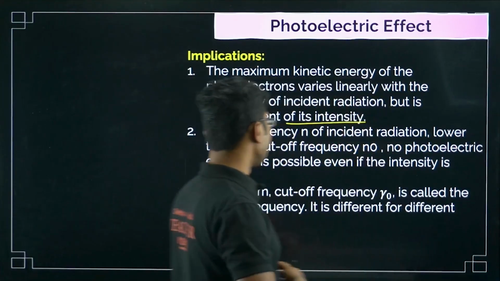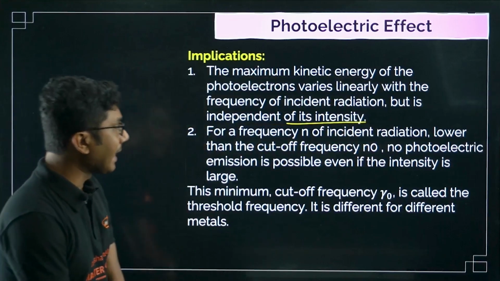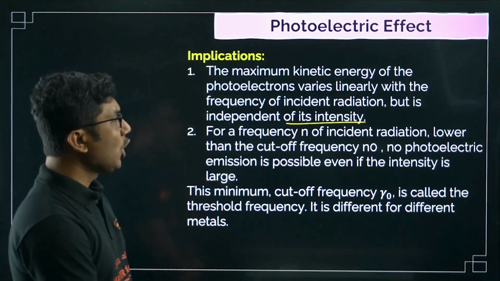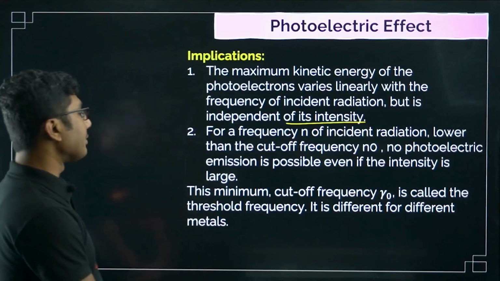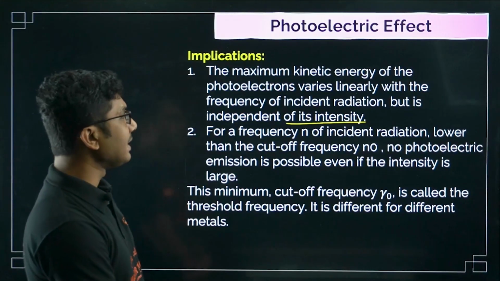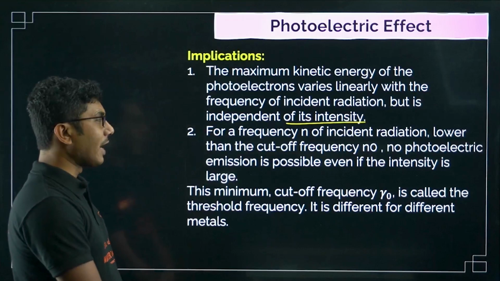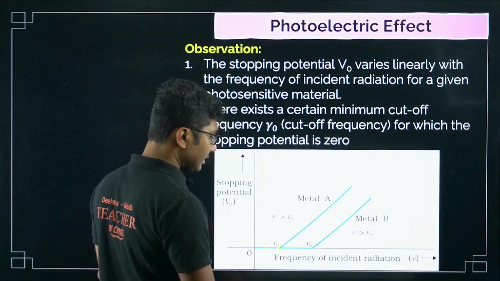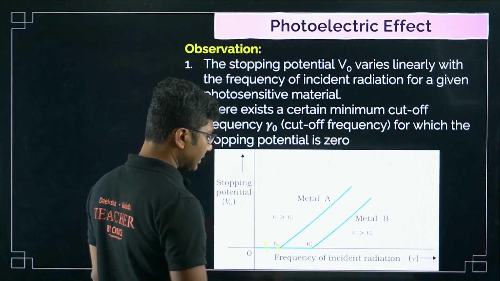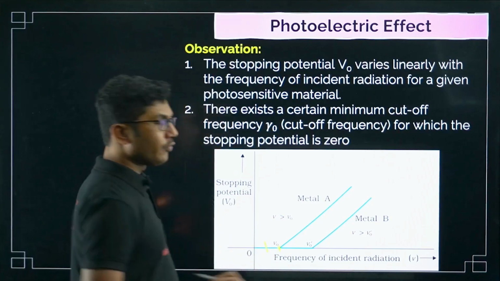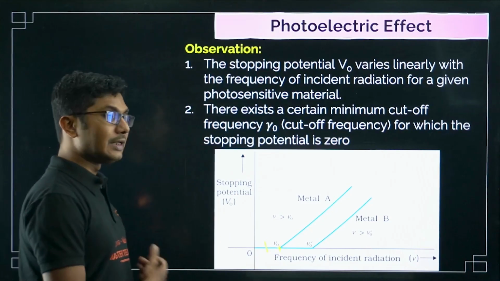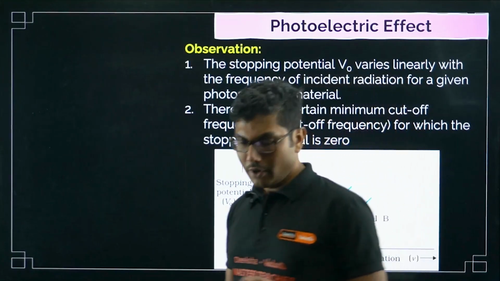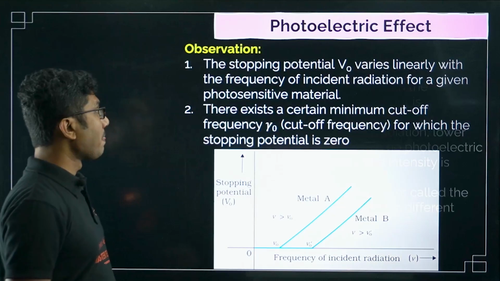Very, very important point. For a frequency of incident radiation lower than the cutoff frequency, no photoelectric emission is possible even if the intensity is large. So if the value of the frequency is less than this nu naught, there will be no photoelectric emission even if you apply very high intensity light. So a very, very important point to remember.